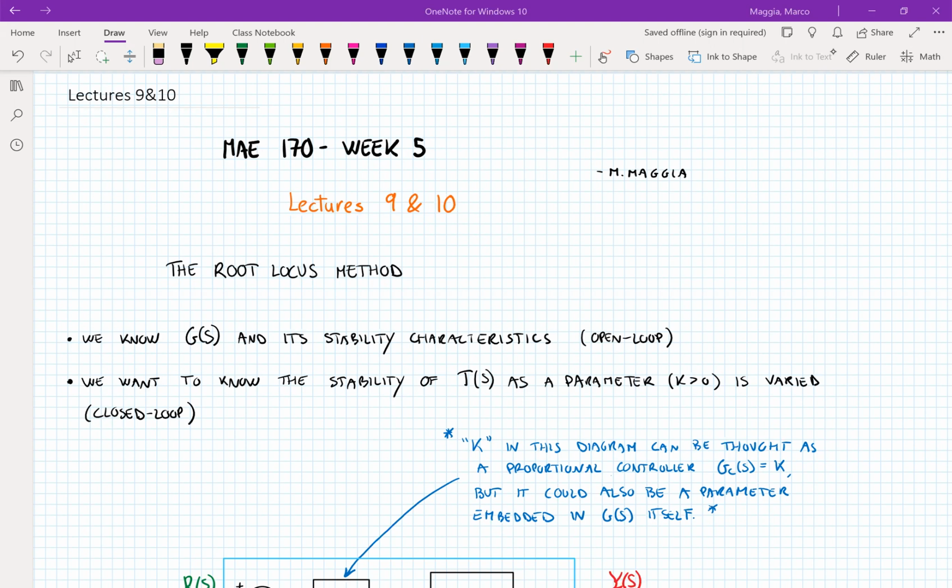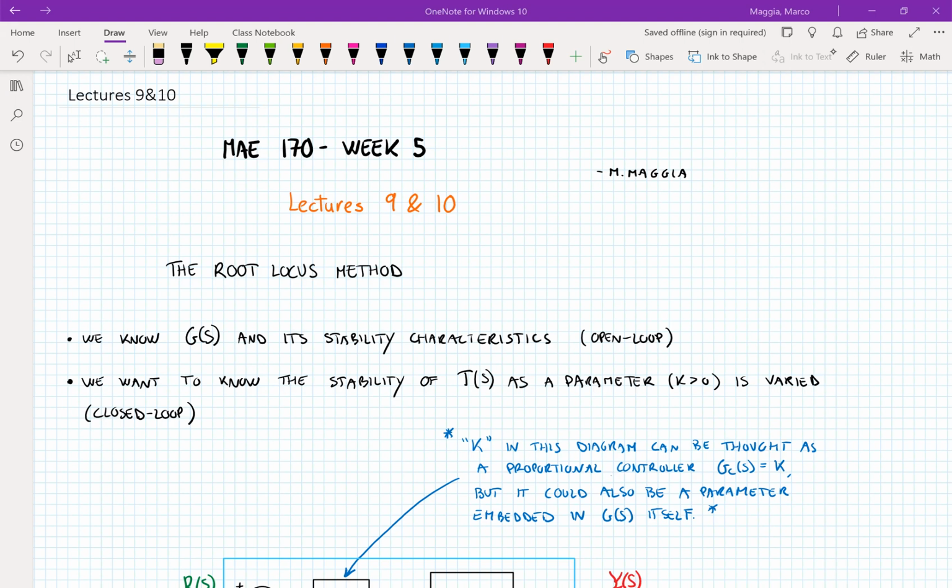So you might have already seen that I've uploaded the notes for both lectures 9 and 10. In fact, the two are very connected. We're going to cover the root locus method in two lectures, so you'll find just one set of notes for both the lectures. However, I've also uploaded another PDF file named root locus examples, which contains some more examples for the root locus methodology.